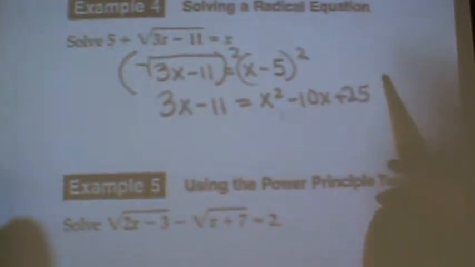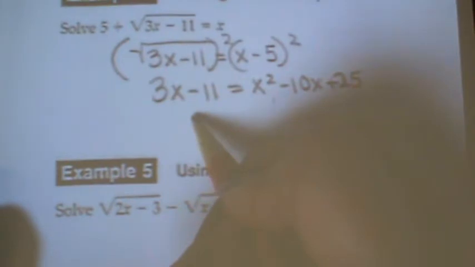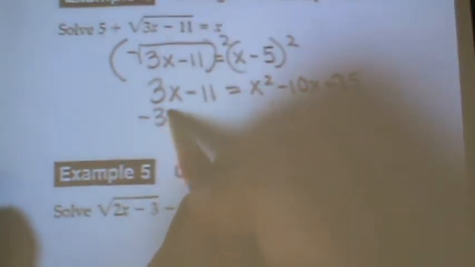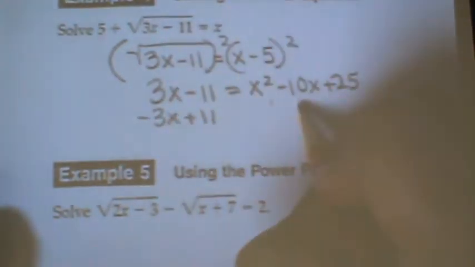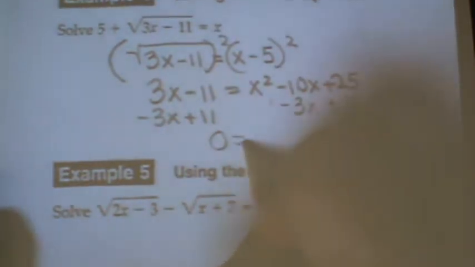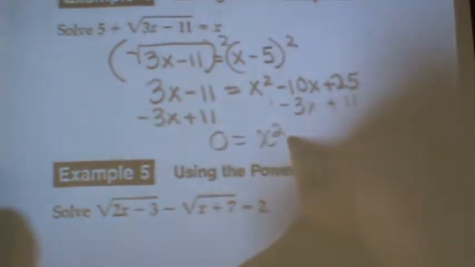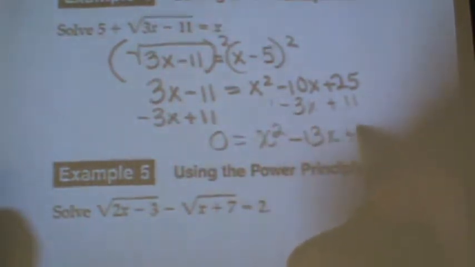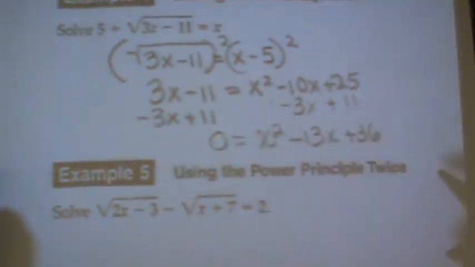Then what are you supposed to do from here? Set it equal to 0. I like to set this side equal to 0, so I'm going to subtract 3x and add 11 to both sides. Subtract 3x and add 11. So what you should get is x squared minus 13x plus 36. Now, do you know how this factors?